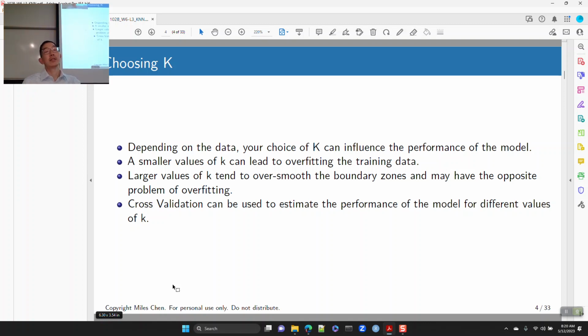All right, now, the performance of the model in terms of how accurate your predictions are could be affected by your choice of k. Do you use your 1 nearest neighbor, your 3 nearest neighbors, 4, 5, 6, 7, 8, 9, 10? Smaller values tend to overfit the data, and larger values tend to generalize a little bit too much. So you have the problem of underfitting.